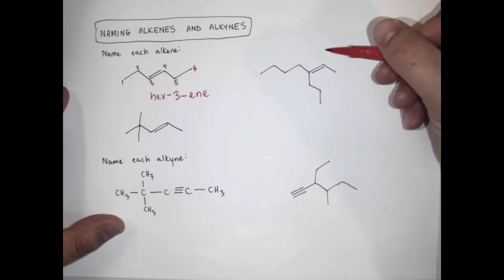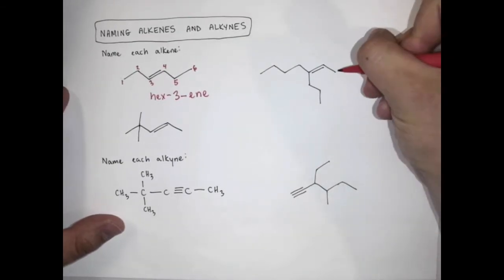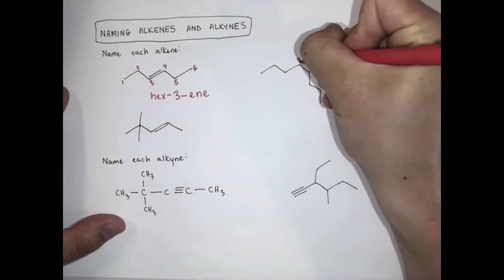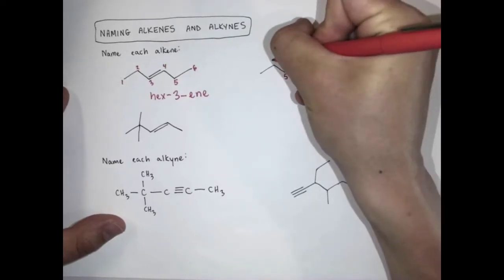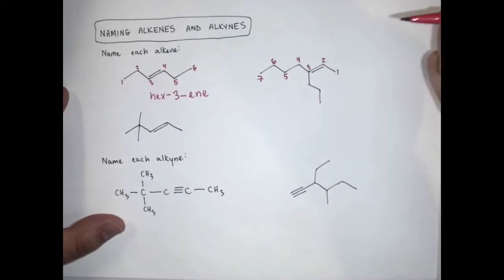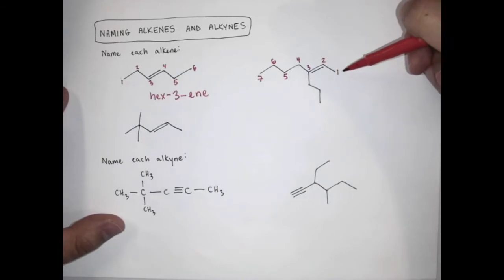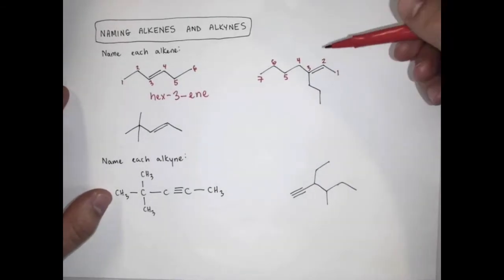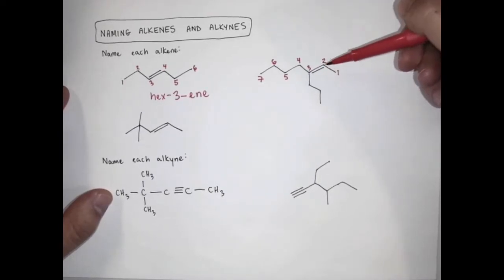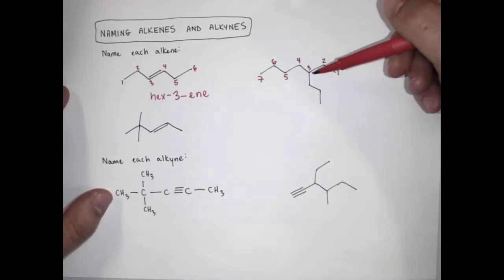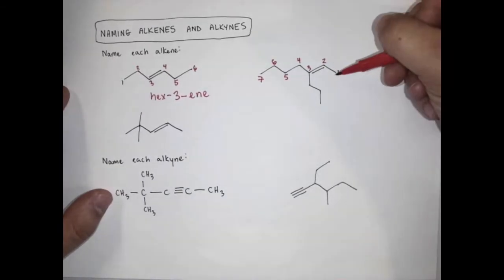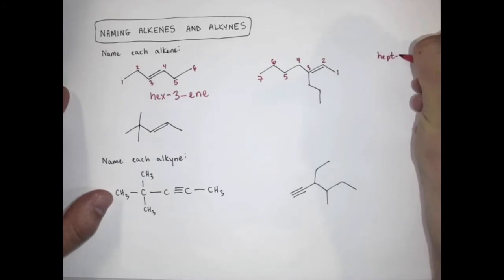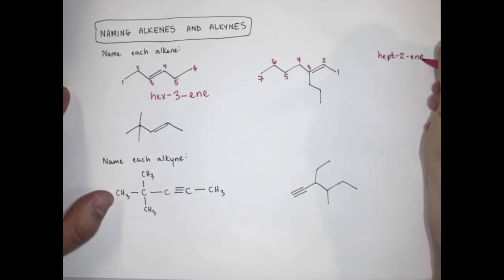Now I have to indicate where the double bond is found. Well, I need to number the carbons in the main chain such that the double bond occurs at the lowest possible carbon number. So by numbering it from right to left, carbon 1 shows up on the right, and the double bond then occurs at carbon 2. So double bond occurs at carbon 2, so that tells me that I'm dealing with hept-2-ene.